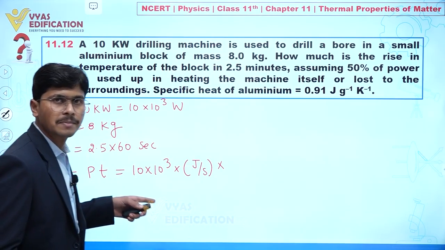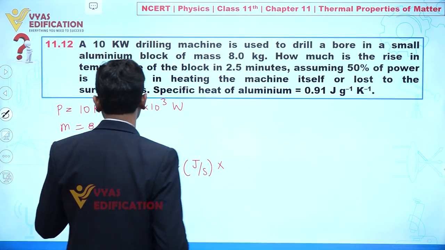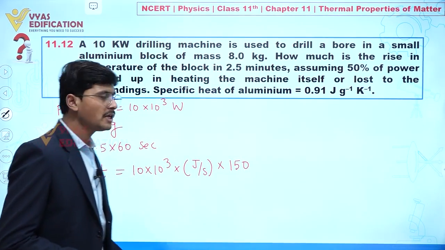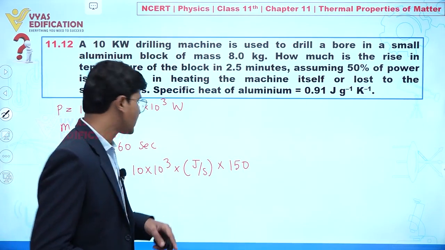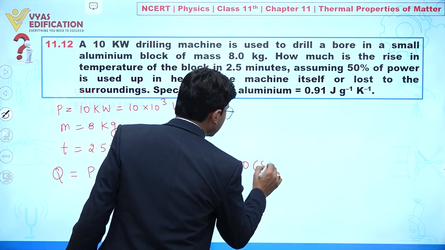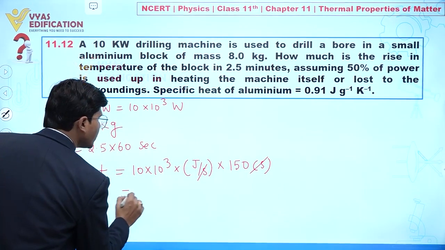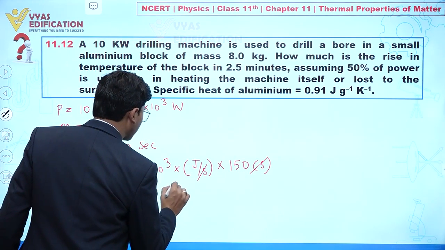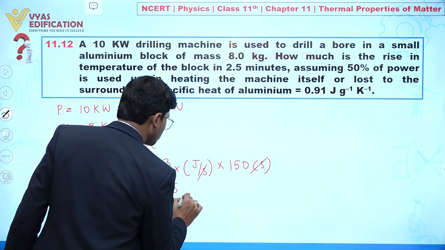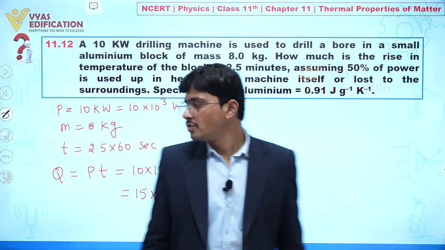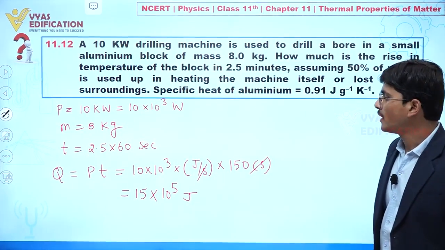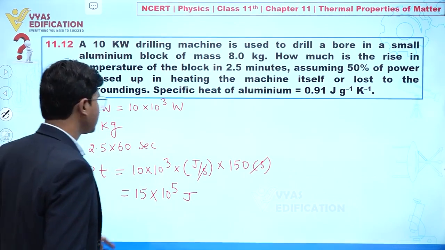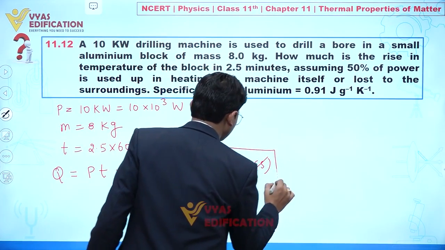So we can say this is 5 by 2. So 5 by 2 means we can say 300. It means 150 seconds. Yes or no? 2.5 minutes, so this is 150 seconds. So from here this one and this one cancel out. From here we can write 15 into 10 to the power 5. This is joule. Clear to everyone? So 15 into 10 to the power 5 joule. This is the value of Q.